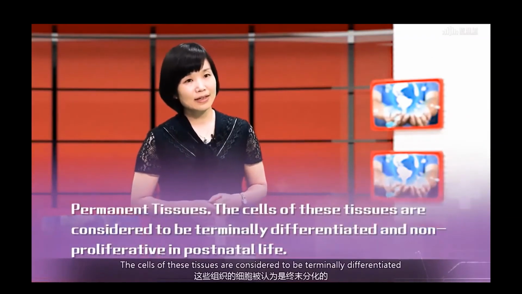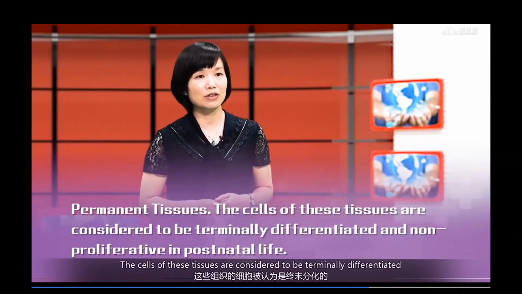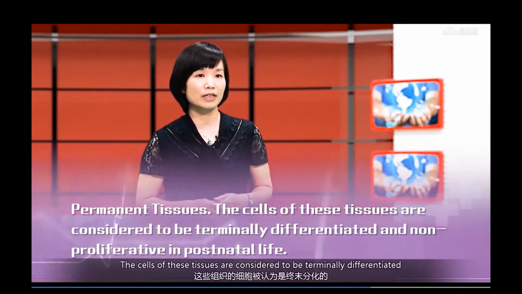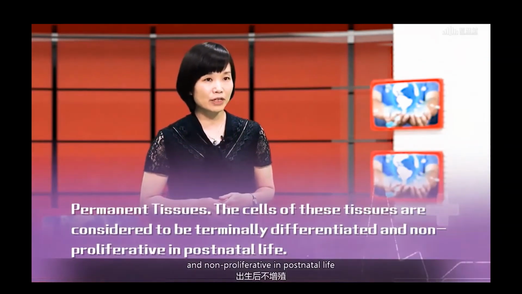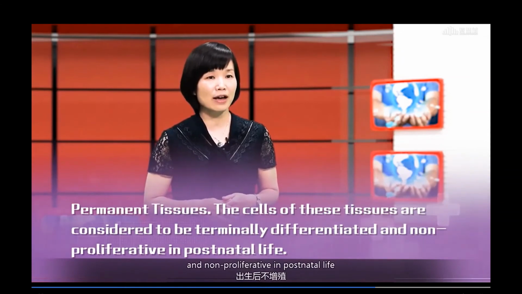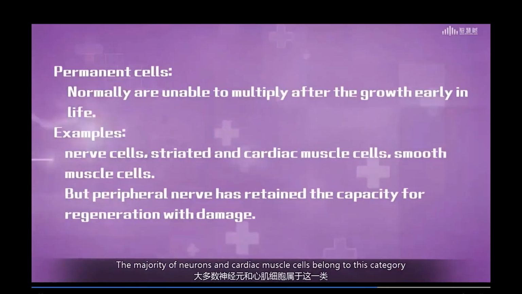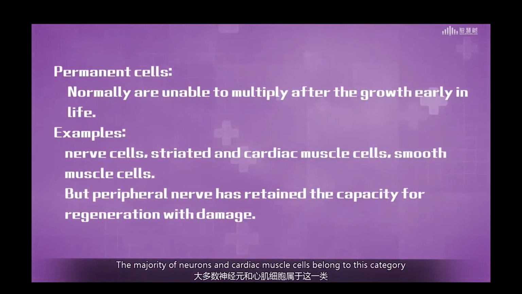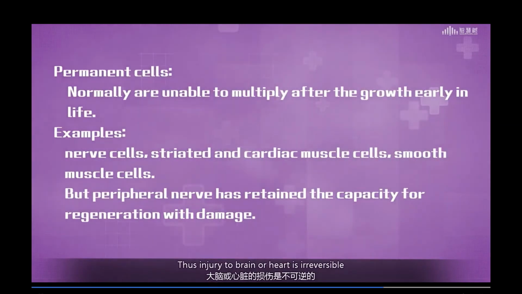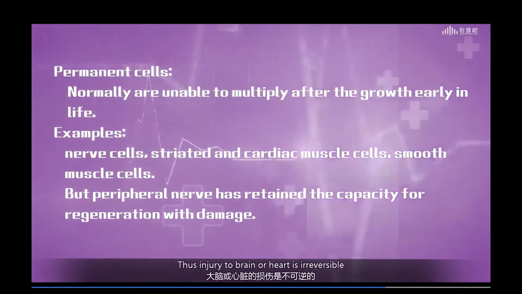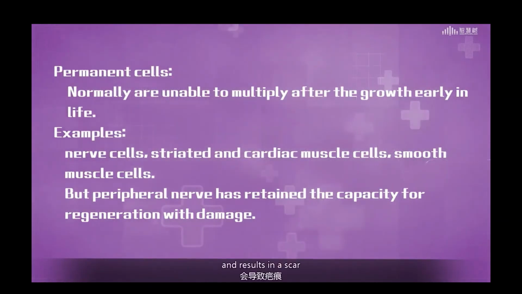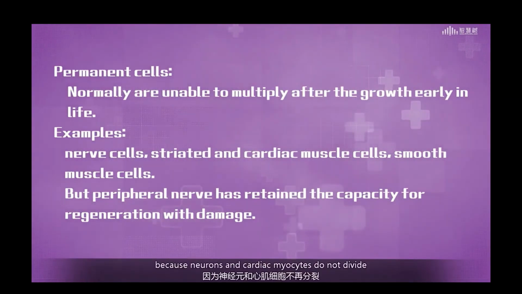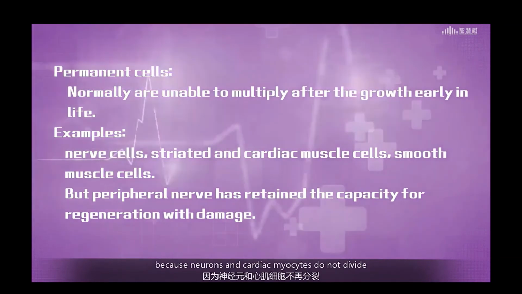Permanent tissue. The cells of this tissue are considered to be terminally differentiated and non-proliferative in postnatal life. The majority of neurons and cardiac muscle cells belong to this category. Thus, injury to brain or heart is irreversible and results in a scar because neurons and cardiac myocytes do not divide.